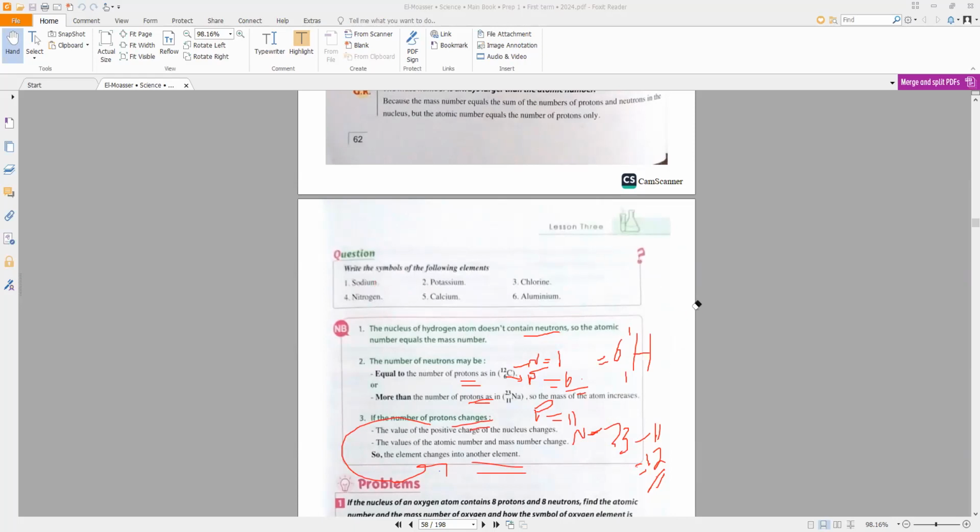And in the next session we will answer other examples of atomic number and mass number.